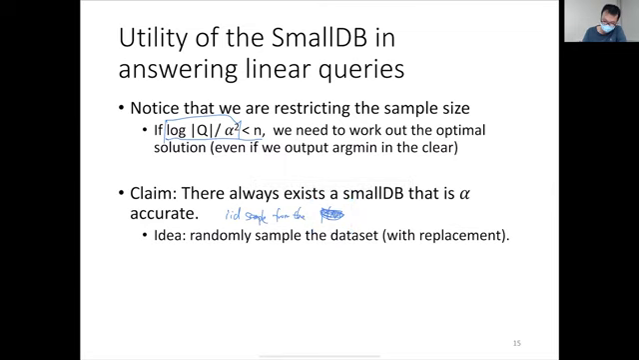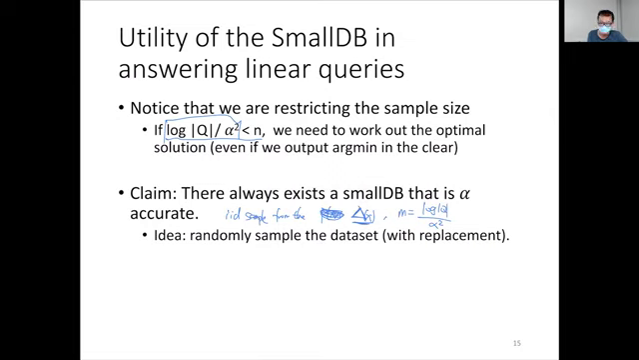I don't know what the right notation for this is, maybe the probability simplex of X, which is a familiar notation that we use. So we do IID sampling for, let's say, m equal to log |Q| over alpha squared. We'll show that this works.